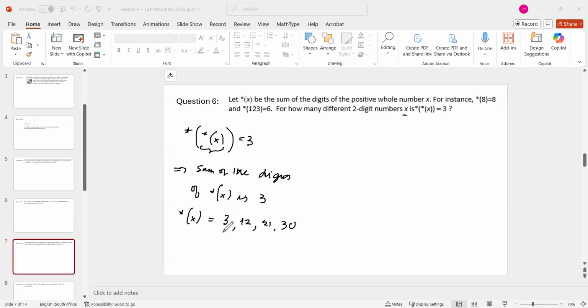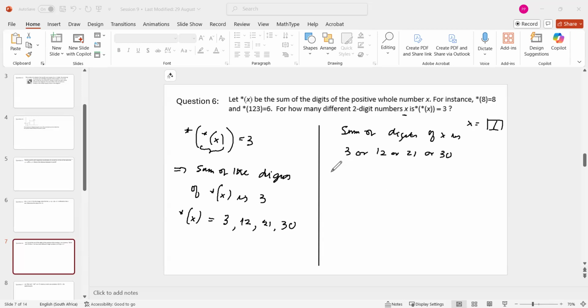Okay, if star of x is equal to 3, let's see what that means. Read this thing again. It means the sum of the digits of x. Now the inside is x. Sum of digits of x is 3 or 12 or 21 or 30. There are 4 possibilities. And x is a 2-digit number. Right? X is a 2-digit number. It's only got 2 digits in it.